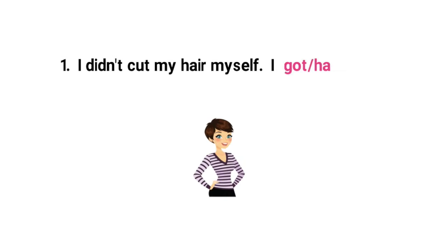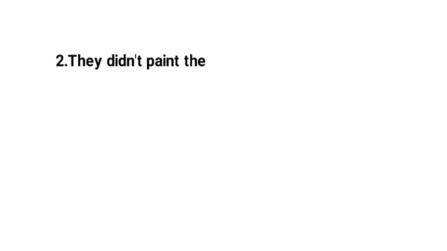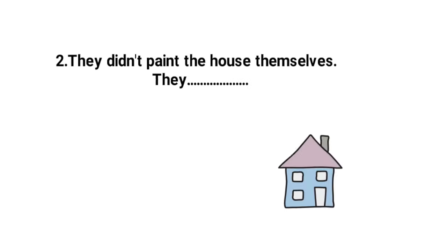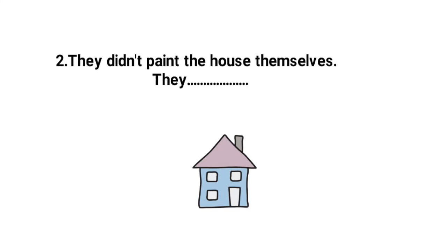So now it's your turn. Fill in the gaps with verbs using the causative of have and get. 1. I didn't cut my hair myself. I blank. Got my hair cut or had my hair cut. You paid someone to do it for you. 2. They didn't paint the house themselves. They blank. Got or had their house painted.